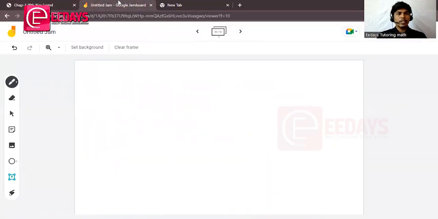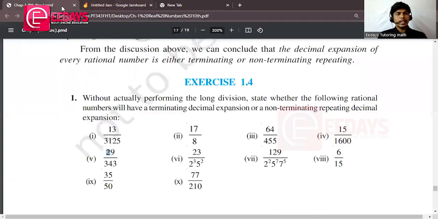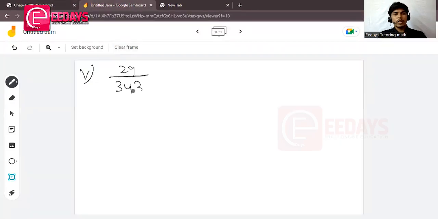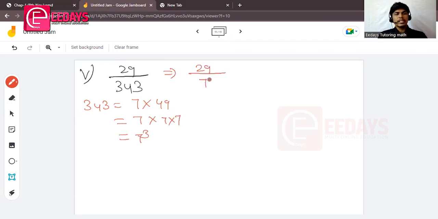29 by 343, the fifth one. Ignore the numerator; we are dealing with only the denominator. Let's write the factors for 343: 7 times 49, and 49 is 7 into 7. So we got 7 cube. That's why I write here 29 by 7 cube.